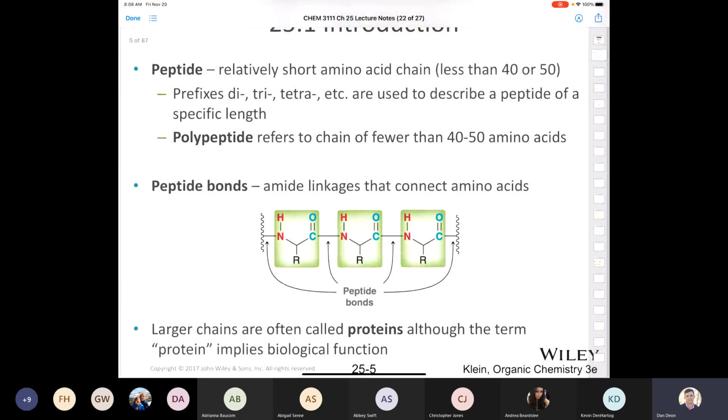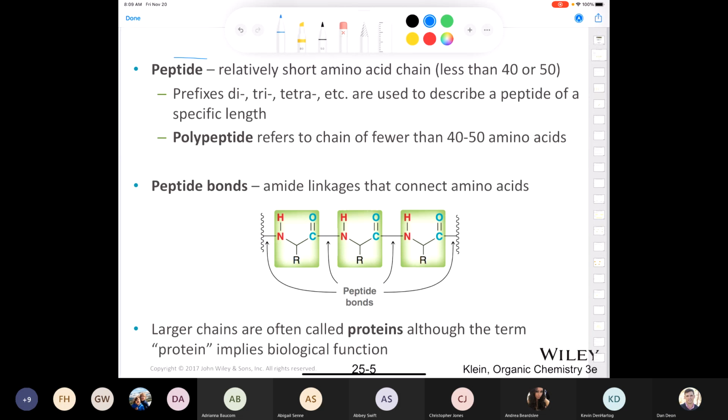So again, we join some amino acids together through amide bonds. And it says here a relatively short amino acid chain, meaning having less than 40 or 50, we call a peptide. The prefixes di, tri, and tetra are used to describe a peptide of a specific length. So say, for example, you have 2 amino acids linked together, you would call that a dipeptide. If you had 3, you'd call it a tripeptide. If you have 4, you'd call it a tetrapeptide, so on and so forth. When we have a polypeptide, that refers to a chain of more than 40 to 50 amino acids.